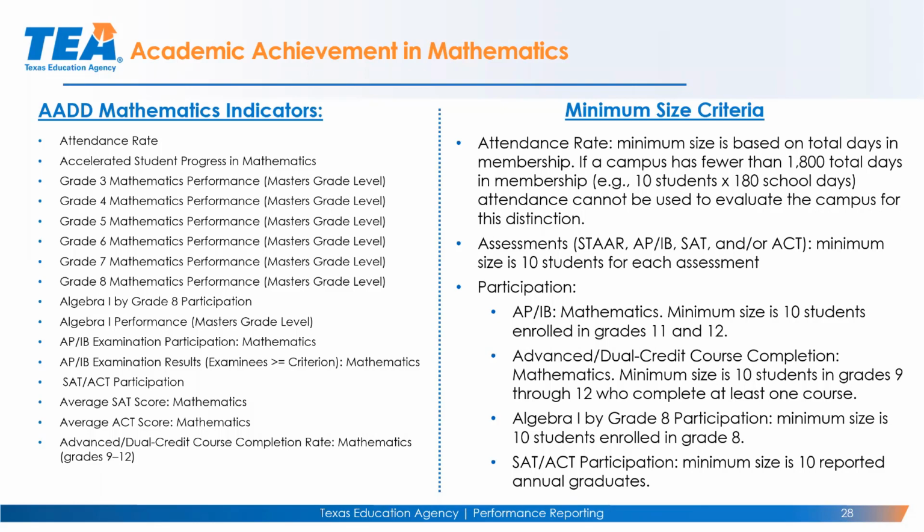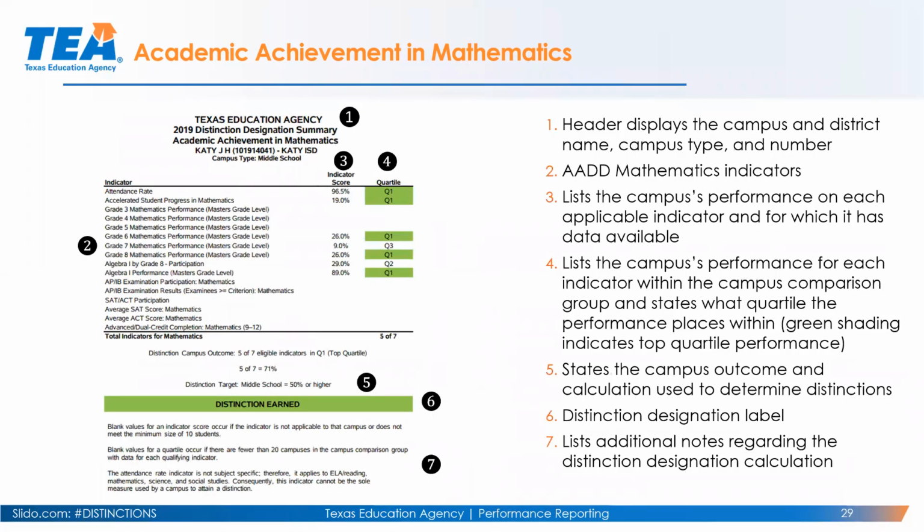The methodology is similar to our academic achievement distinction in reading. Again, what we do is we determine the campus's performance on each applicable indicator, compare that to the comparison group, and determine the number of indicators in quartile 1. This is an example of an academic achievement distinction for math for an actual campus in Texas.